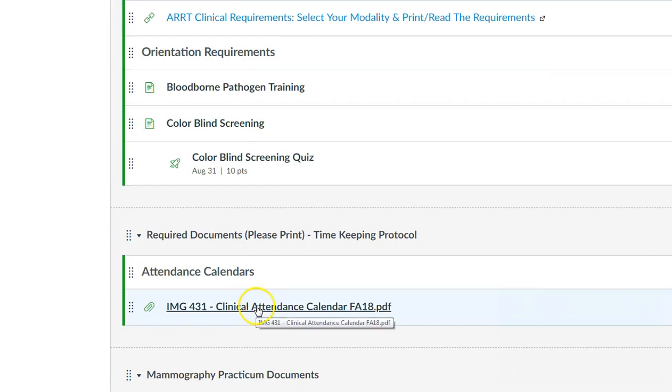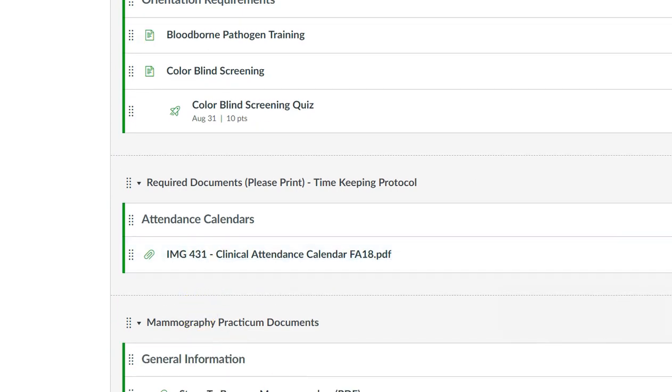Attendance calendars can be found here. Just download the attendance calendars that are pertinent to you, or print the attendance calendars that are pertinent to you. Some of you are starting at different points, so the only ones that you're required to submit are the ones for when you're actually attending. So if you're not getting started with clinical until October, you'll just need to submit October, November, and December. If you're getting started in August, start with August, and then September, October, etc.